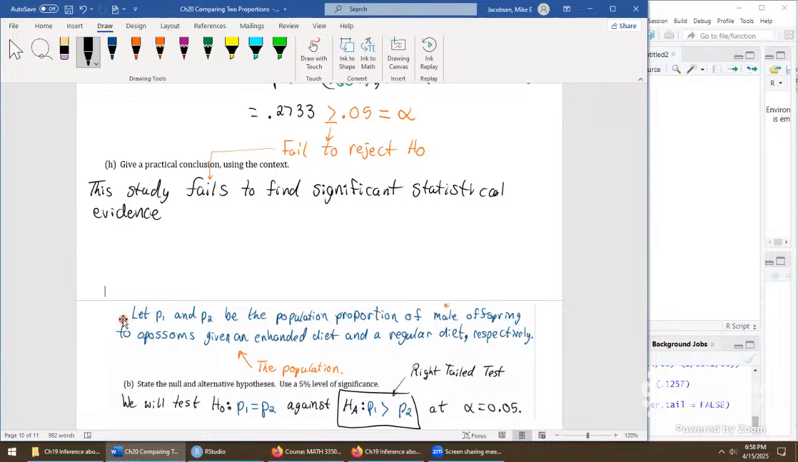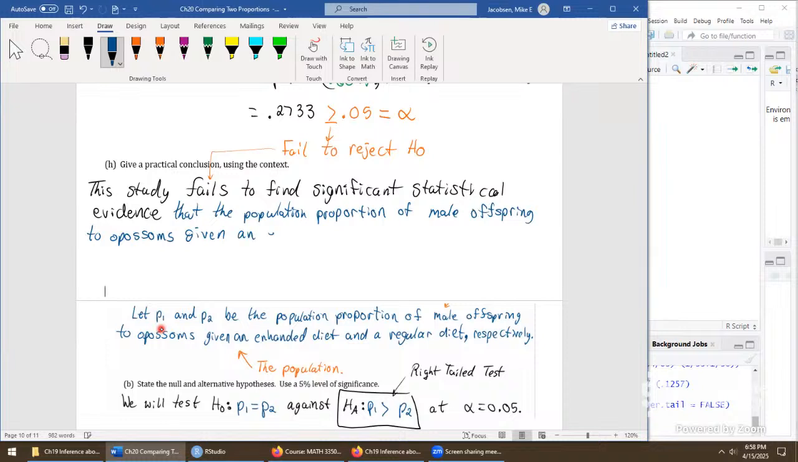In this particular problem, it does not look like the hypothesis is being supported. But we can't make that as a blanket statement. We're addressing the actual specific study itself. So we'll say, fails to find significant statistical evidence that P1, we have to read this out, that the population proportion of male offspring to opossums given an enhanced diet. So I've read out just this statement right here.